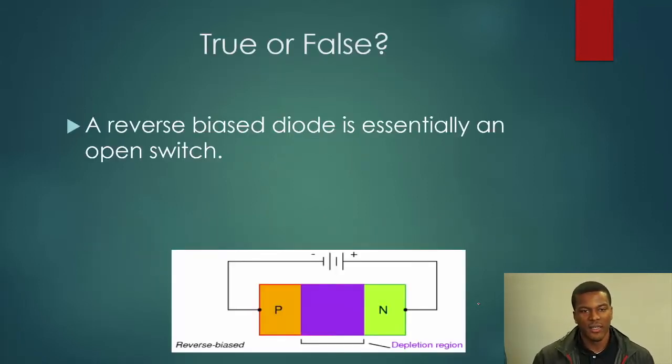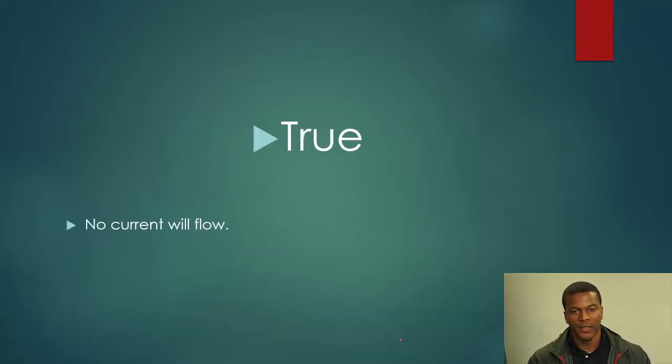True or false? A reverse bias diode is essentially an open switch. So again, this illustration is a diode that is biased in the wrong direction, so you have a very wide depletion region. True or false? The answer is true. And the reason is because no current will flow.